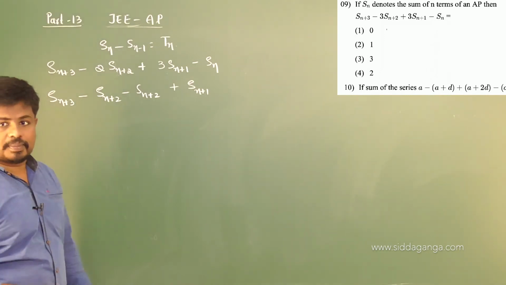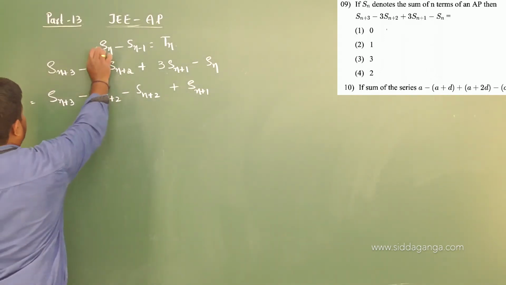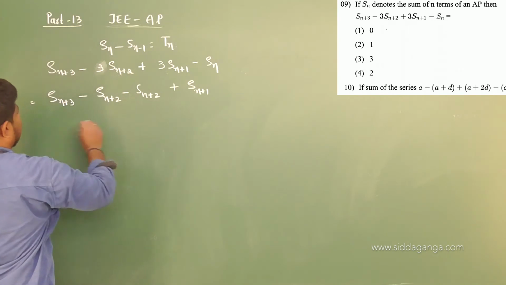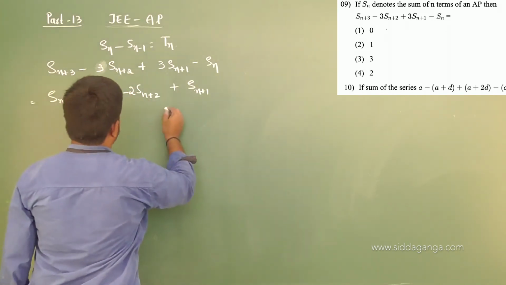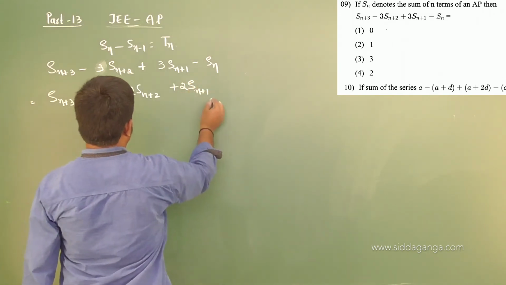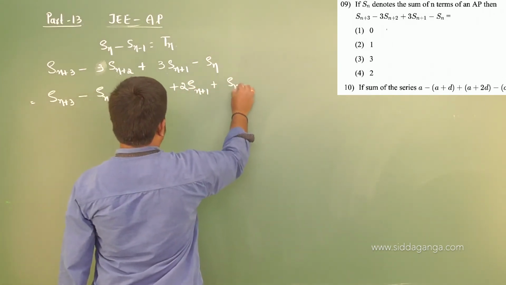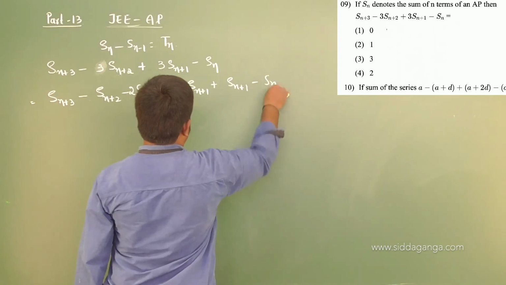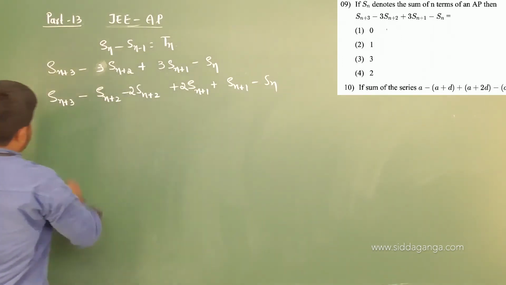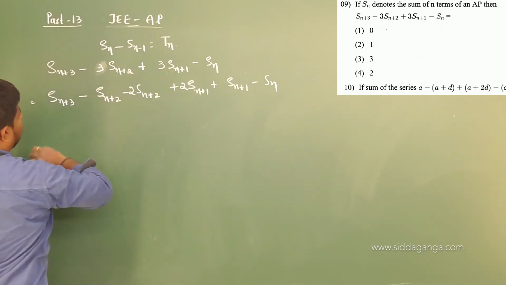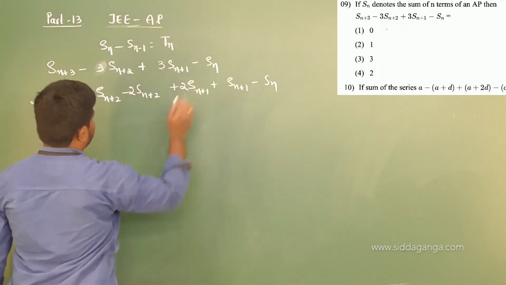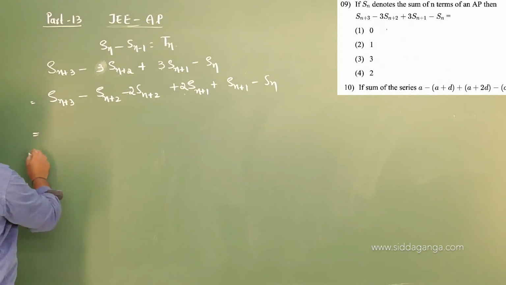So this is 3 actually, right? This is 3, and here I am going to write 2 minus 1, that is minus 3. This is 2 times Sn+1 plus 1 times Sn+1 minus Sn. See, Sn+3 as it is, minus 3 can be written as minus 1 minus 2, plus 3 can be written as plus 2 plus 1. That's it. Now I am going to group this using this concept.